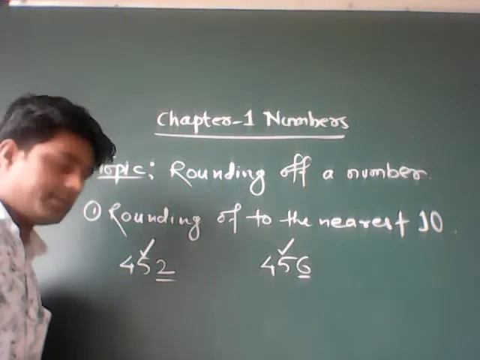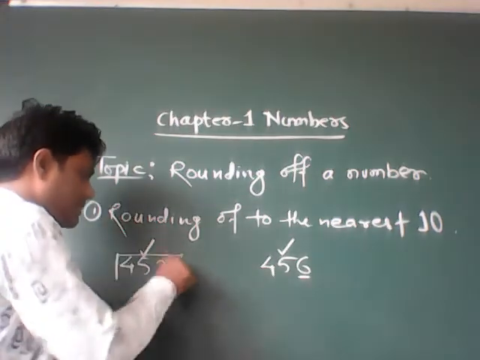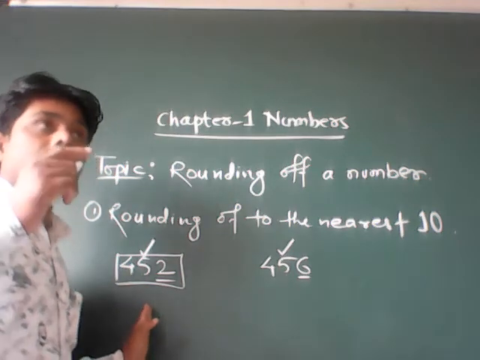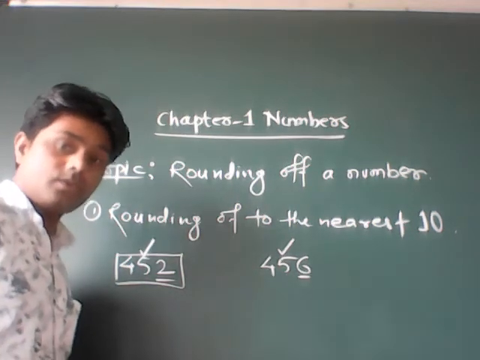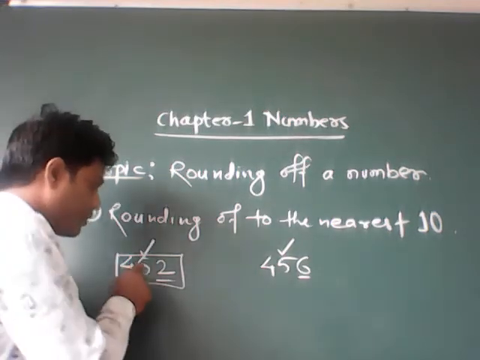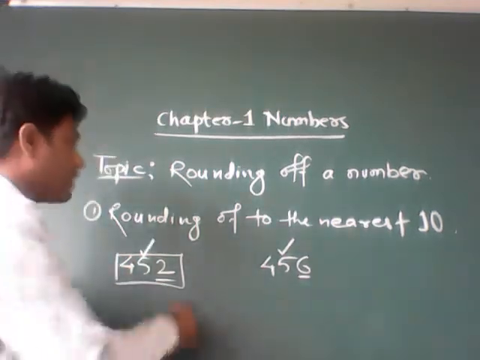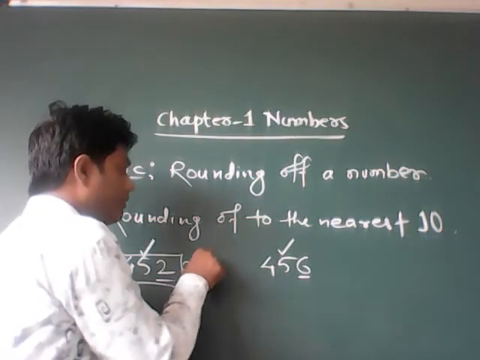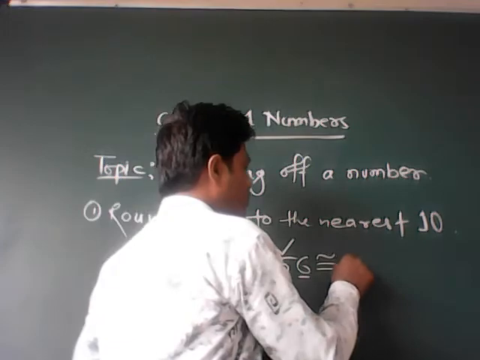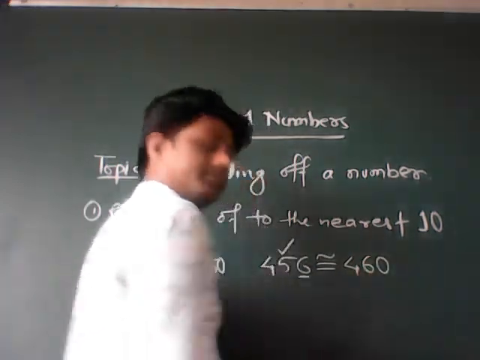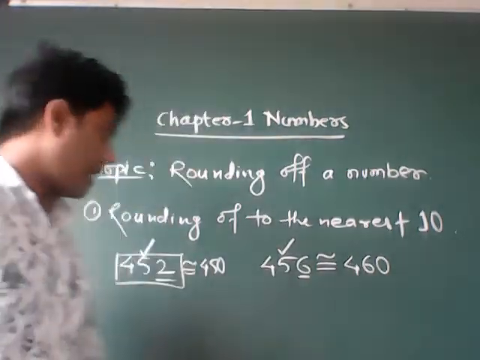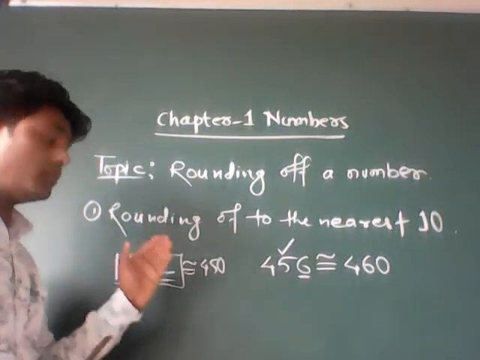A very simple trick. Like I just told you, when we go to a shop, if something is 12 rupees, he says 10 rupees, and if something is 18 rupees, he says 20 rupees. Similarly here, 452 will round off to 450, and 456 will round off to 460. I'll tell you how.